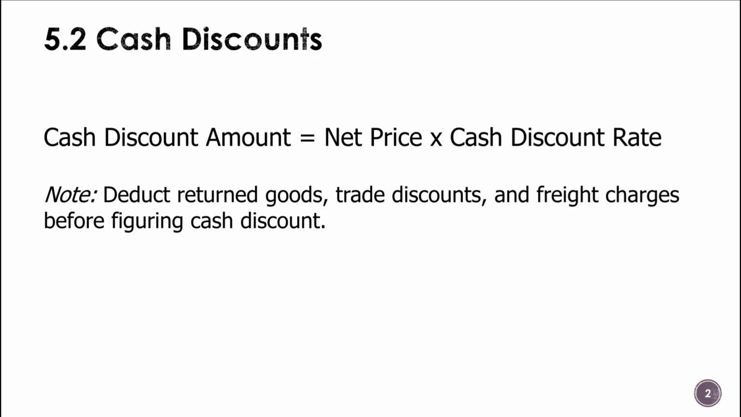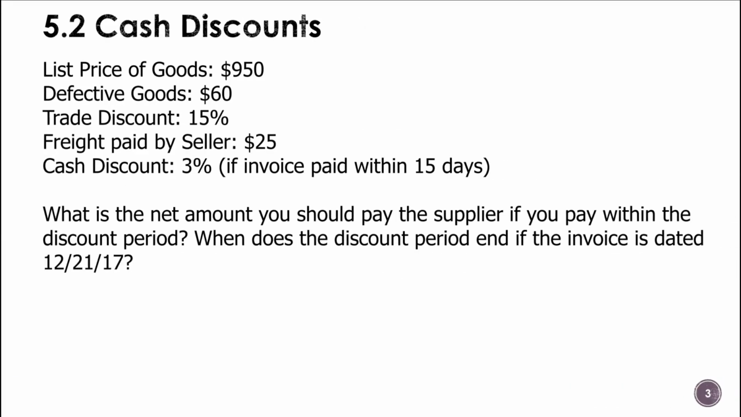And so if you notice this, the cash discount amount is the net price times the cash discount rate. Same thing that we talked about last time. We can also use complements on these to find them. And then we have to deduct any returned goods or trade discounts or freight charges before we figure a cash discount. So you'll see what I mean as we get started here.